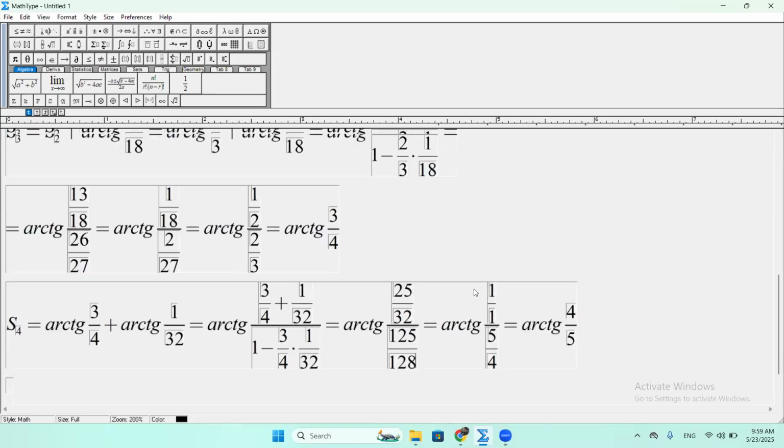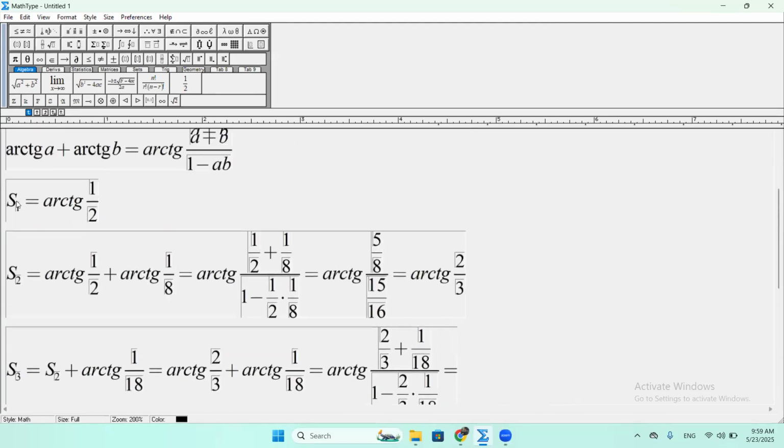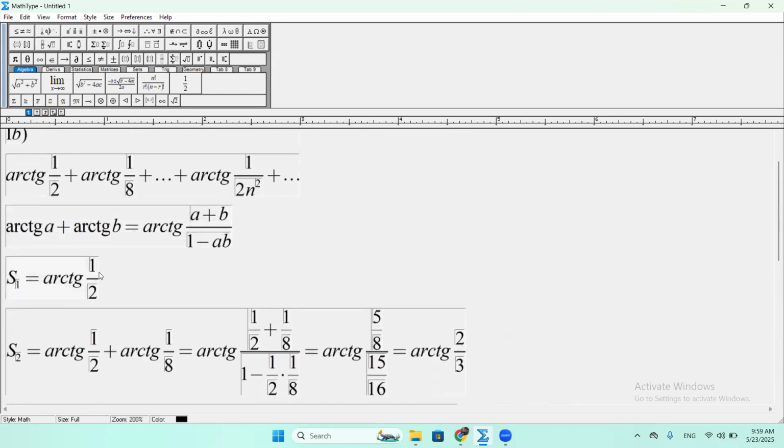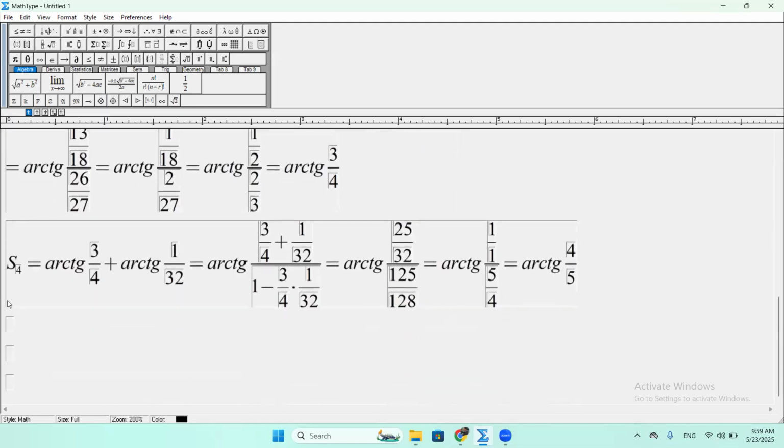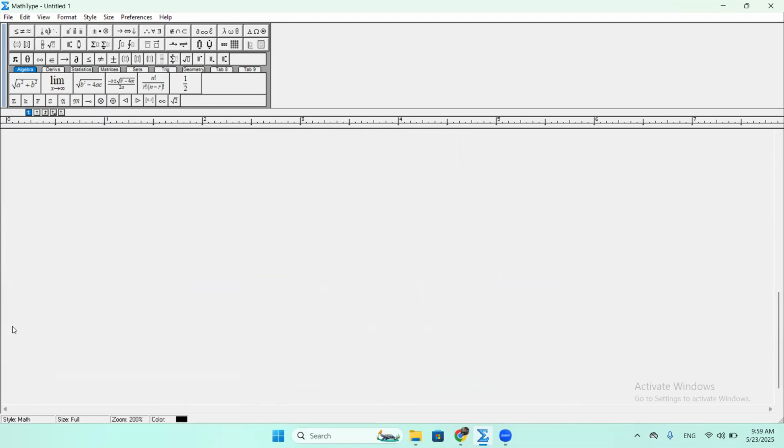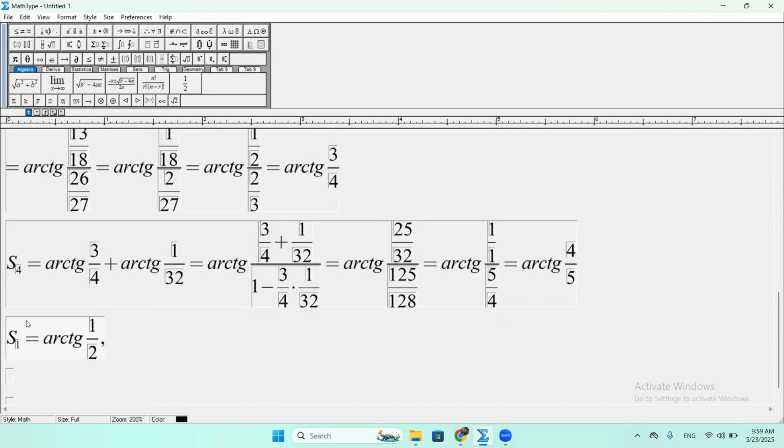So the following rule that we have. S1 equals arctangents of 1/2. Then S2 equals 2 over 3. S3 equals 3 over 4. S4 equals 4 over 5. So do you see the rule?